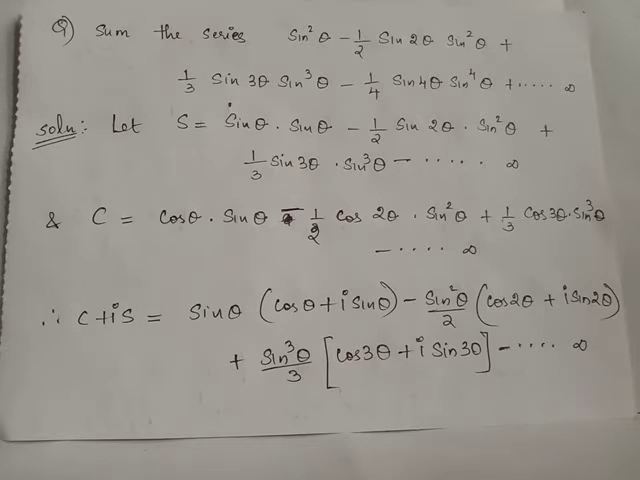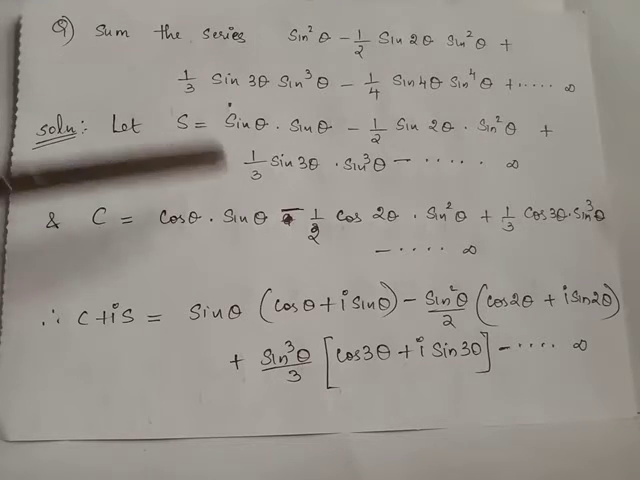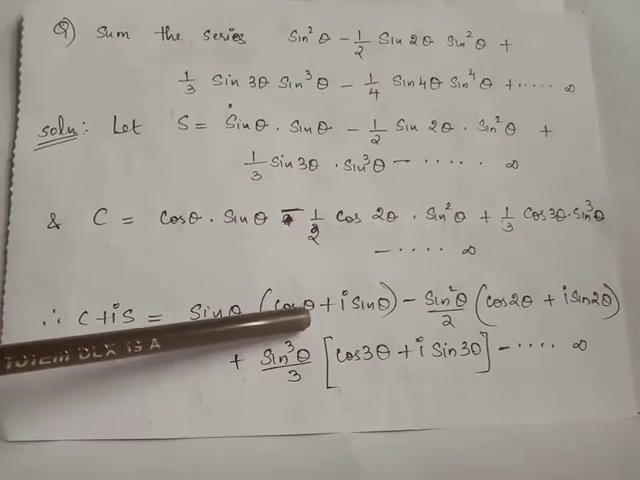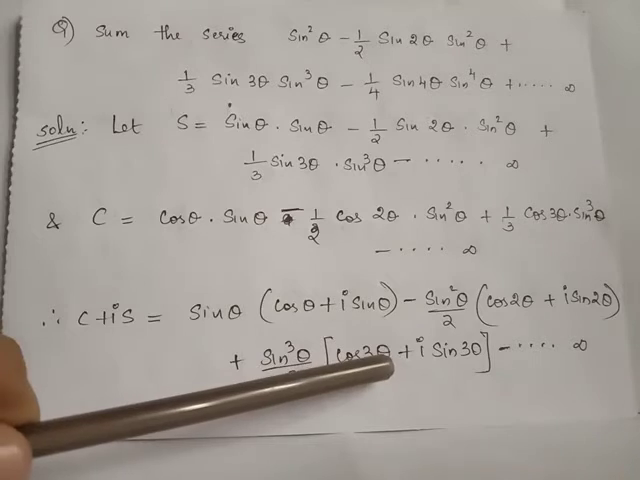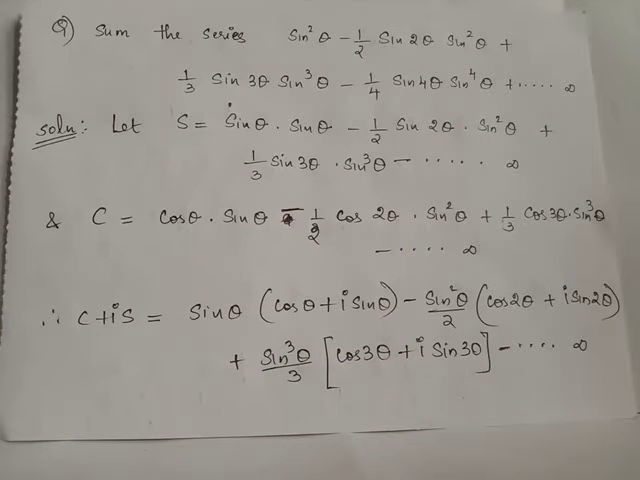Similarly, when we group the third terms of the S series and C series, we have sin³θ × 1/3 taken common outside, and cos 3θ + i sin 3θ is the other factor. So we can replace cos θ + i sin θ by e^(iθ), cos 2θ + i sin 2θ by e^(2iθ), and cos 3θ + i sin 3θ by e^(3iθ).